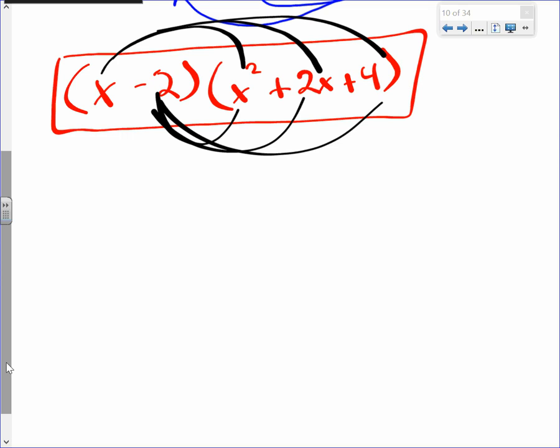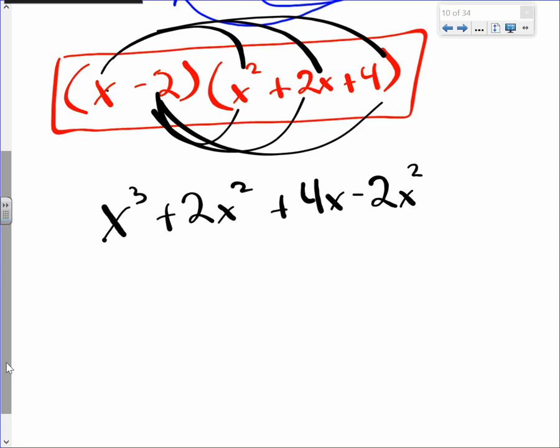X times x is x cubed. X times 2x is 2x squared. X times 4 is 4x. So far, so good. Negative 2 times x squared is negative 2x squared. Negative 2 times a positive 2x is a negative 4x. Negative 2 times a 4 is a negative 8.